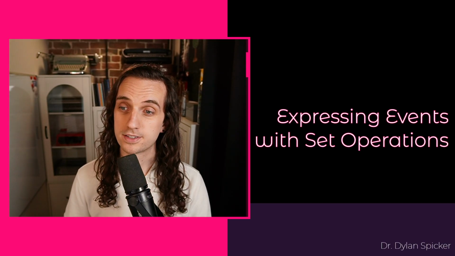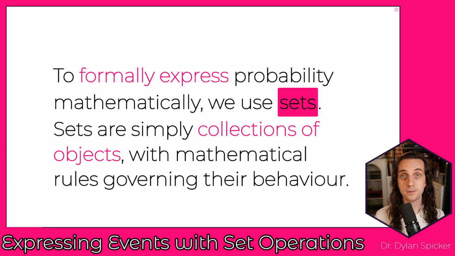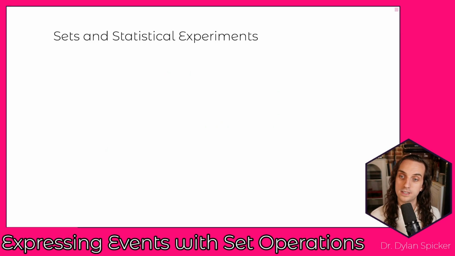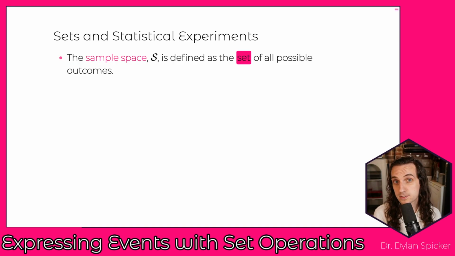the fundamentals of sets. So to formally express probability in a mathematical language, we use the concept of sets. And in math, just like in the real world, sets are collections of objects. However, when we're talking about them mathematically, we're going to have mathematical rules that govern their behavior. So to think about sets as they relate to statistical experiments, our sample space, which is the set of all possible outcomes from an experiment, is going to be defined as a mathematical set.